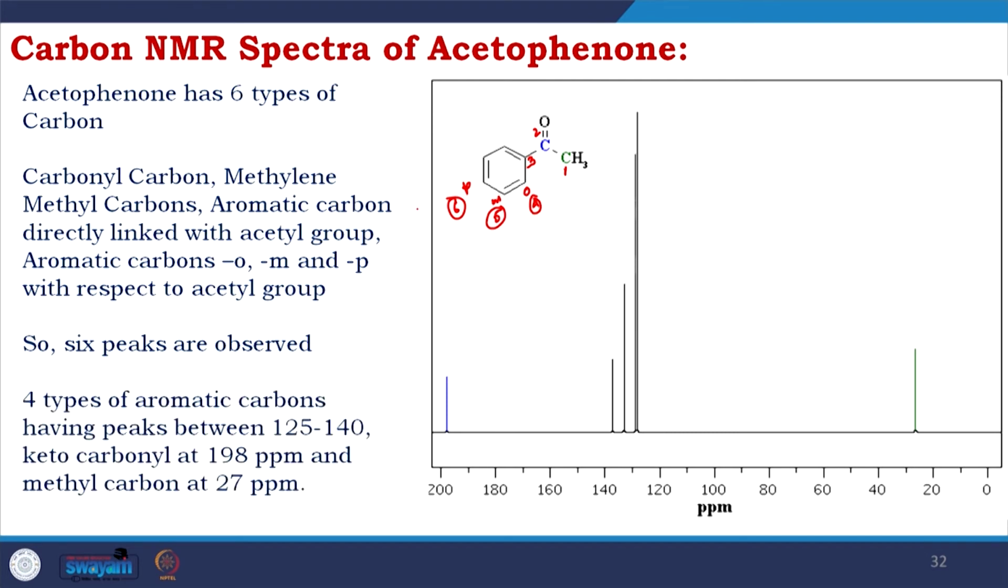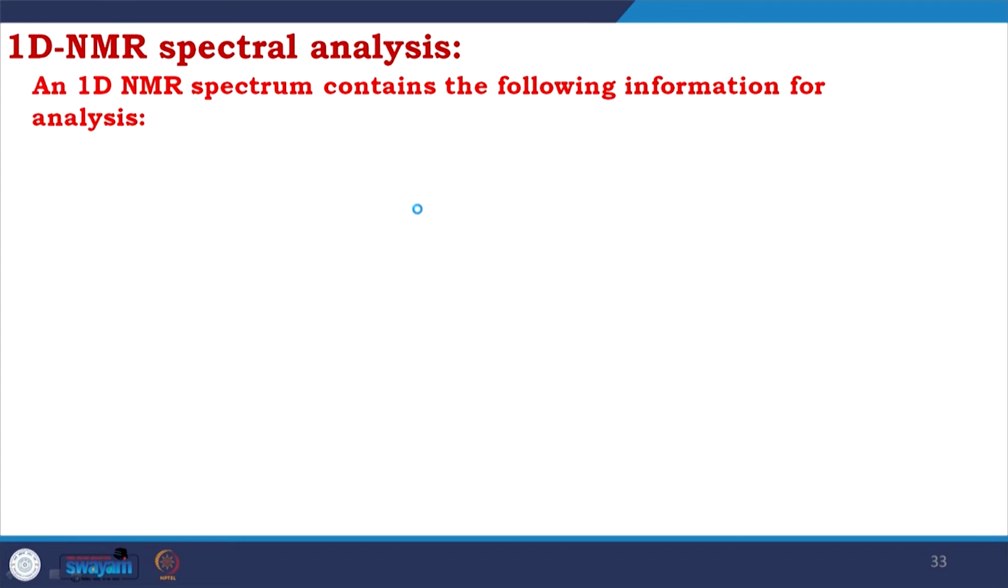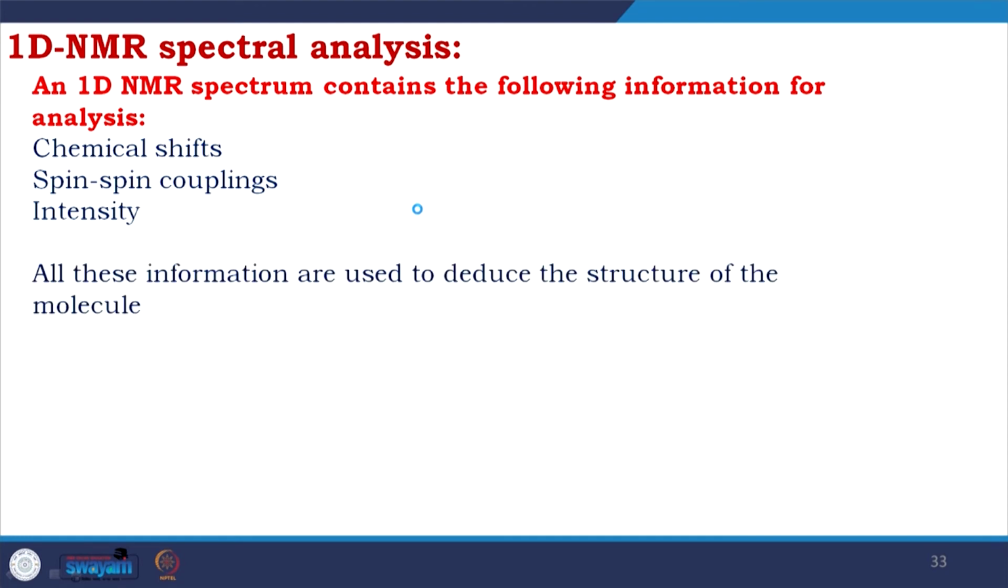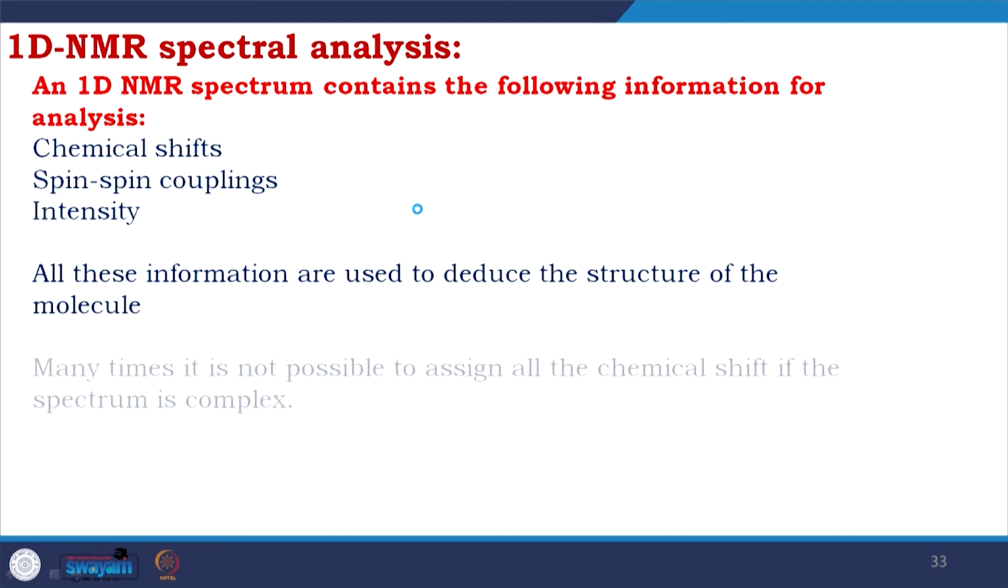4 types of aromatic carbons have peaks between 125 to 140, as we have already discussed. The ketocarbonyl is at 198 ppm and the methyl carbon at 27 ppm. And a 1D NMR spectrum contains the following information for analysis: chemical shifts, which we have discussed in detail, spin-spin coupling, we have discussed that too, and intensity, the number of hydrogens. All this information is used to deduce the structure of the molecule.